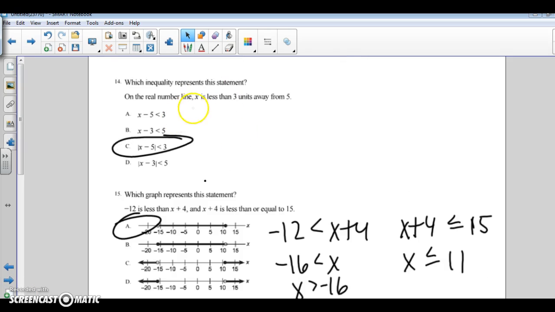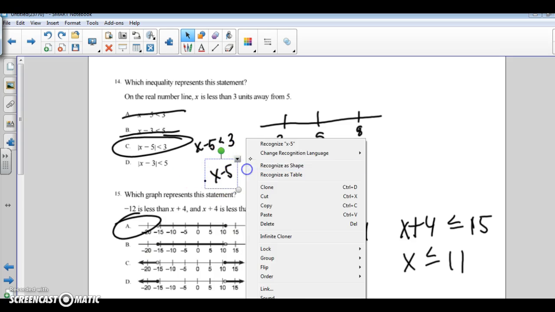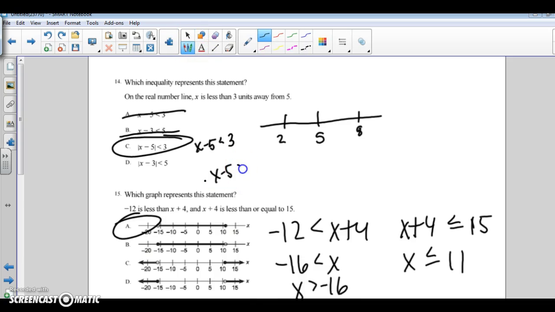Number 14, we've actually talked about this one. If I have 5 here, less than 3 and its away would be 8, and it would be 2. So A and B are not it because you have absolute value. Add 5, you get 8 on this one. The other one would give you greater than negative 3, and that gives you 2. So the answer is C.